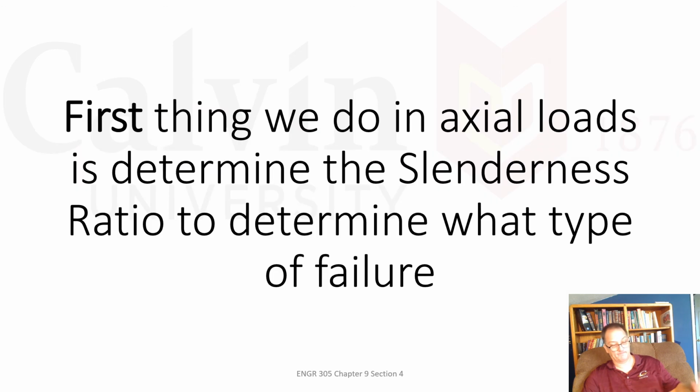All right. So the first thing we do in axial loads is to determine the slenderness ratio and determine what type of failure we're looking at, whether it's a tall, skinny, slender one, whether it's in the intermediate range, or whether it's just a block and we're hammering on it. That's the first thing we do. There are no new homework problems or exercises associated with this. This is just learning more about the Euler equation. But don't worry, there's more to come.